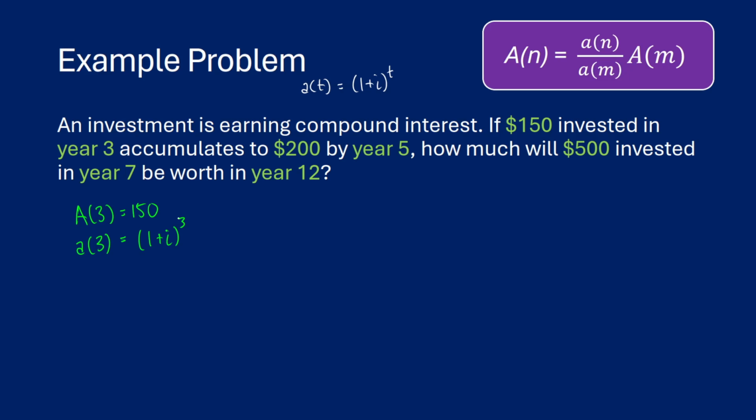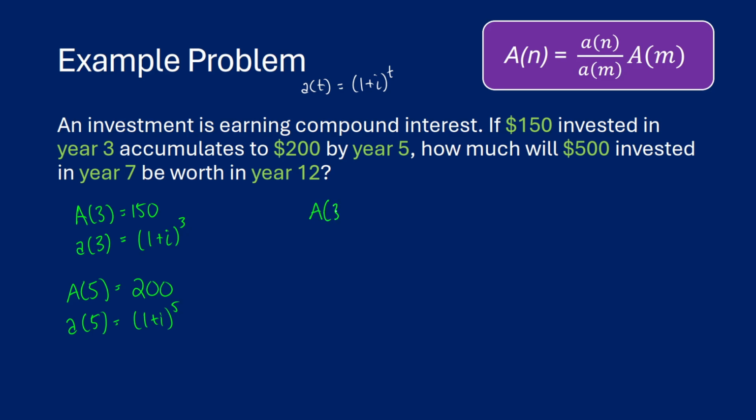We can keep going. We know also that the amount in year 5 is going to be $200, and little a of 5 is going to be 1 plus i raised to the power of 5. Again, that's just putting in the formula for compound interest. Okay, so at this point we can play around with some things. What would be useful is if we could figure out what the interest rate was. That would actually be super helpful. So what do we know about that?